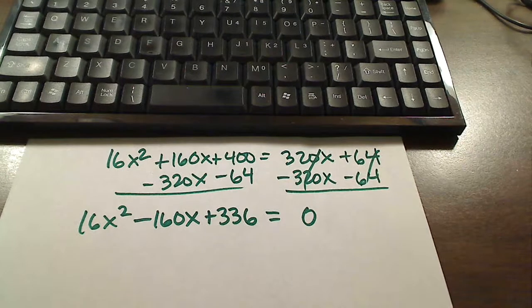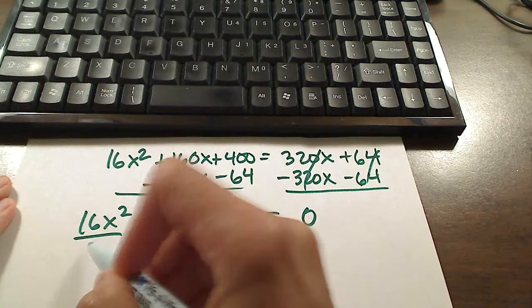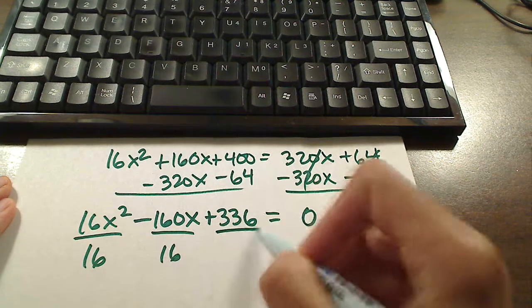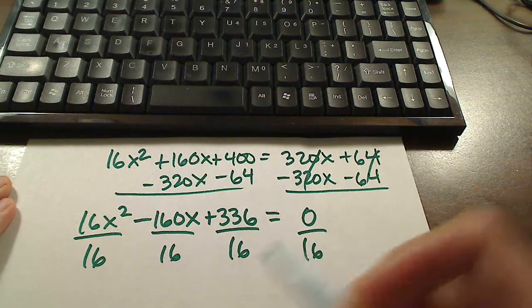All right, so we have 16x squared, 320 minus the 160 is 160, so minus 160x, and 400 minus the 64, and we have 336. There's definitely a common factor in there, at least a 2, but let's try a 16. Yeah, they're all divisible by 16, so let's go ahead and divide that common factor out. It's going to make it much easier to solve this from here.